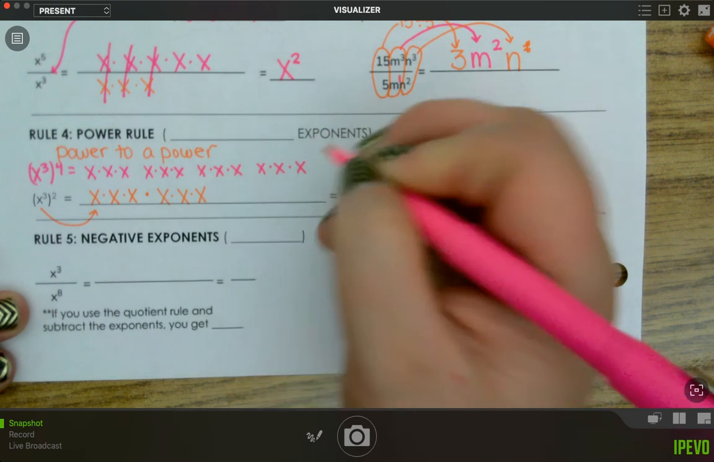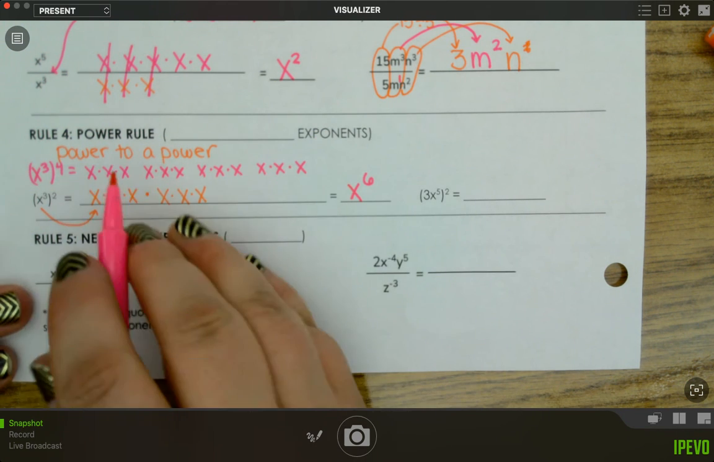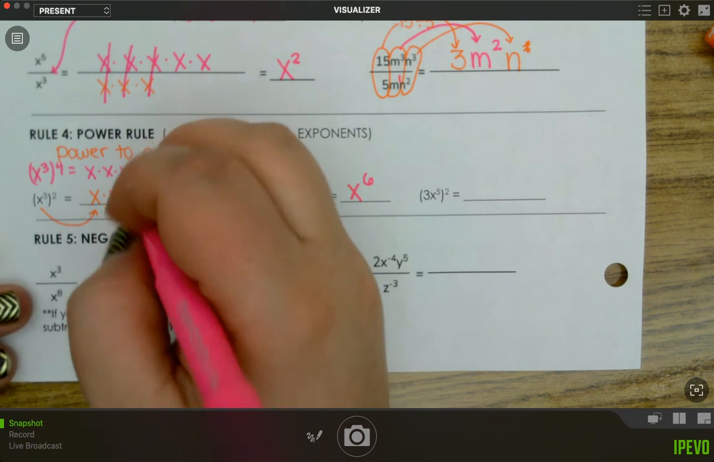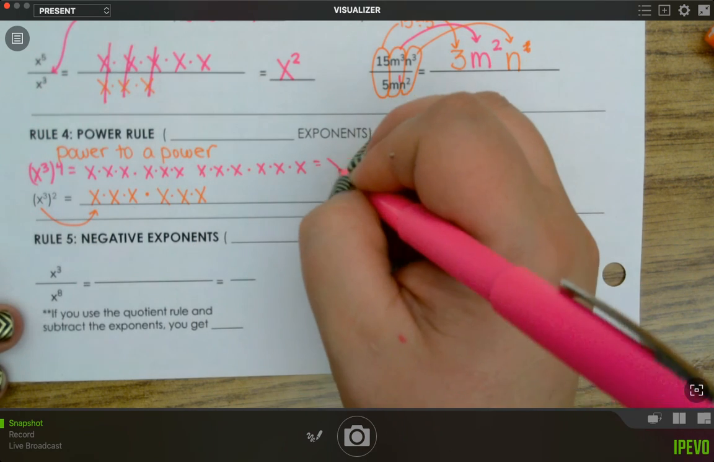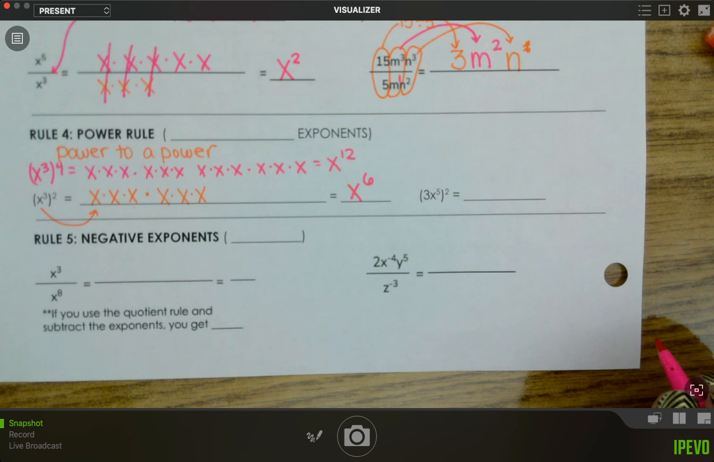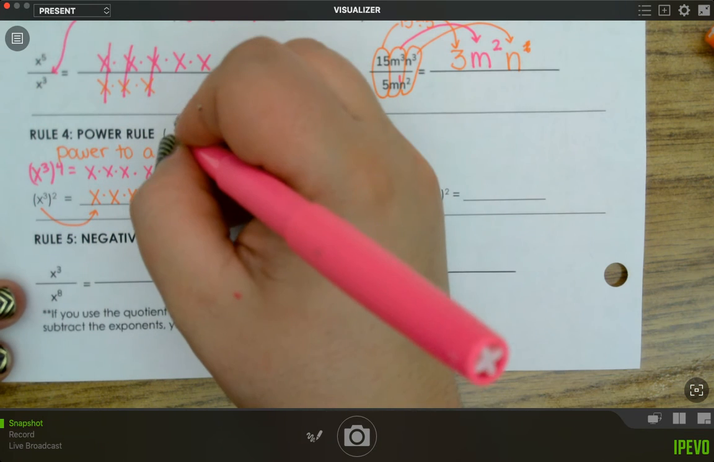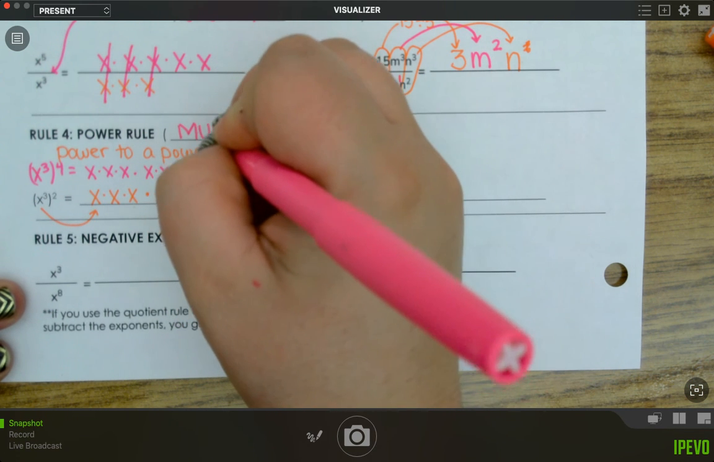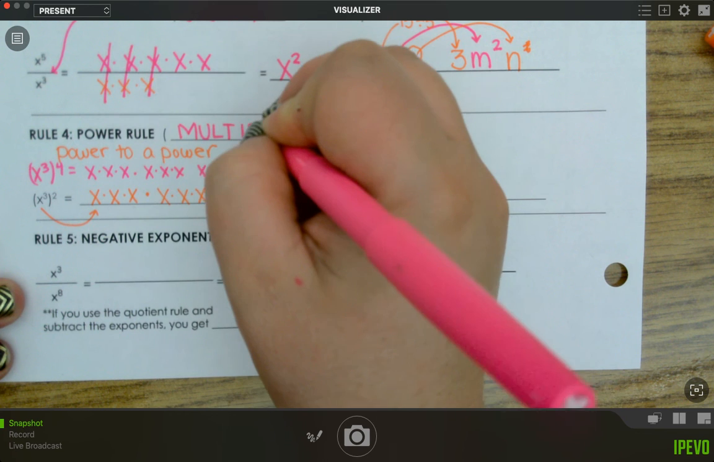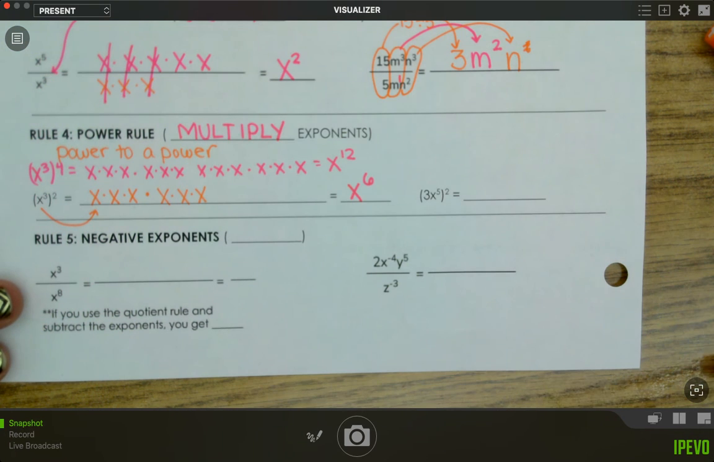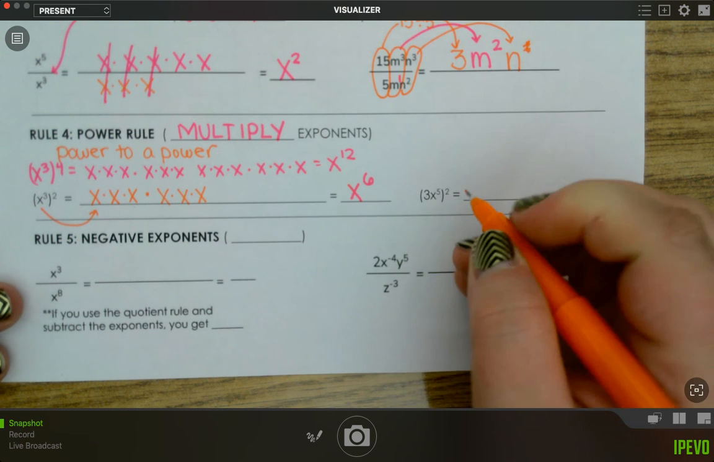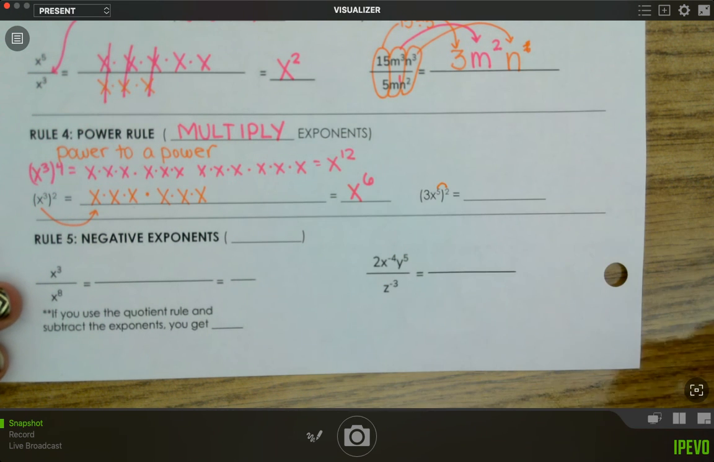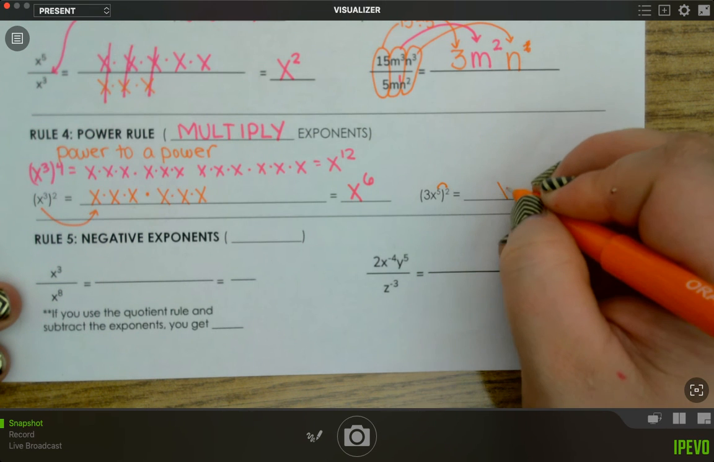And you don't have to write this part down if you don't want to. So I've got my 3 x's 4 times. Well, 3 times 4 is going to be 12 x's. So you're going to multiply these exponents. Coming over here to the right, I'm going to multiply only my exponents. So 5 and 2 makes 10.